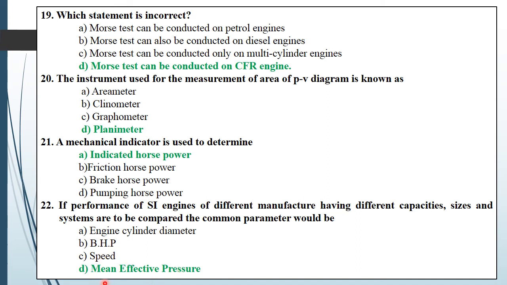So the answer is mean effective pressure. It is a measure of performance of SI engines of different manufacturers having different capacities and sizes, to be compared on a common parameter. So what is mean effective pressure? Mean effective pressure is defined as the hypothetical pressure which is thought to be acting on the piston throughout the power stroke.